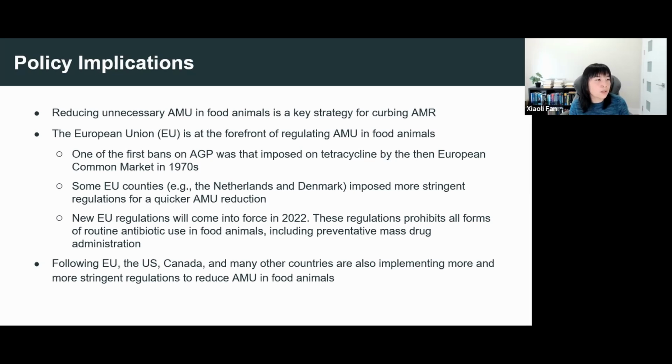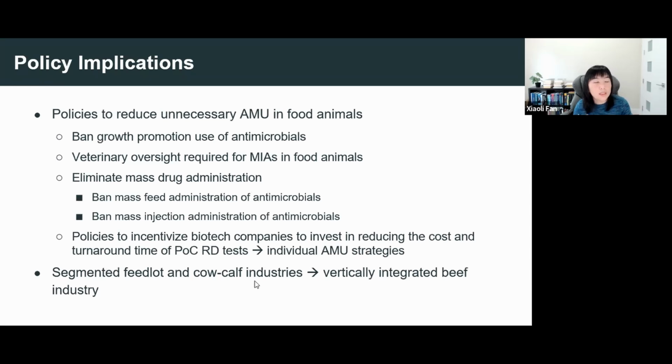They also have more stringent regulation about antimicrobial injections. Anyway, I think in the future, the US and Canada might follow the EU in implementing more and more stringent regulations. So from our results, there are some policy implications.